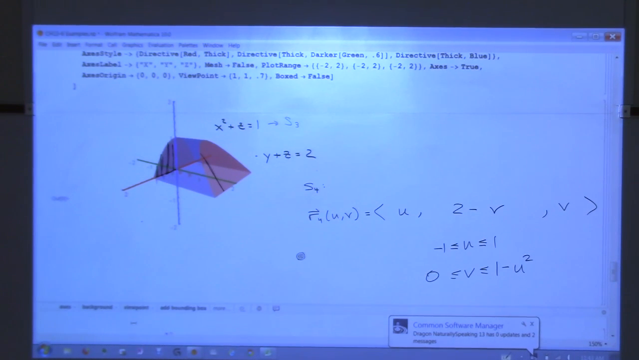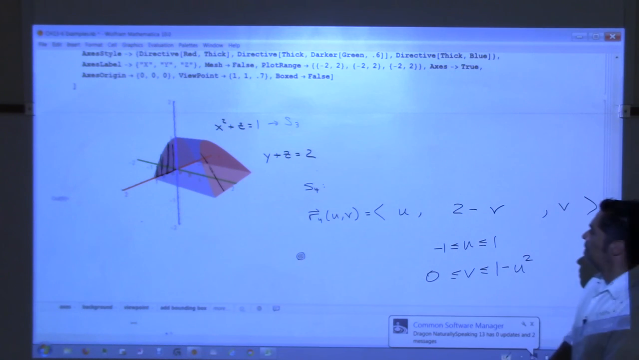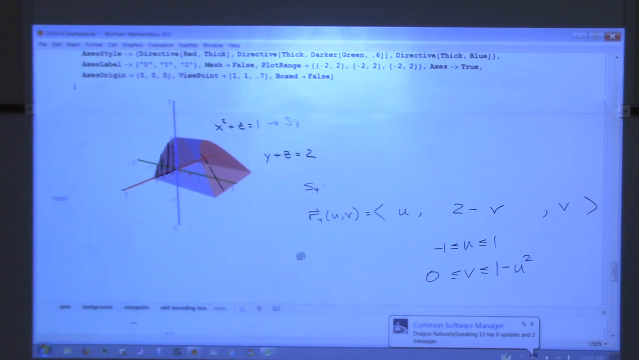Wait, is that a negative in front of the line? Pardon me? Is that a negative? No, I erased the arrow that was going that way. Okay, this all right?